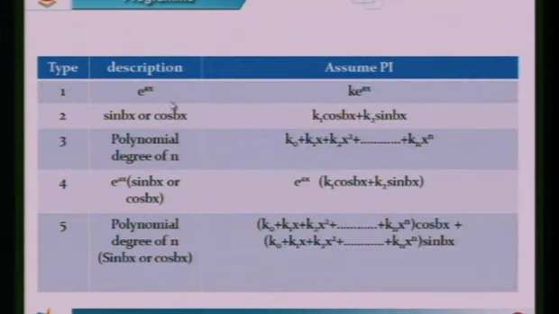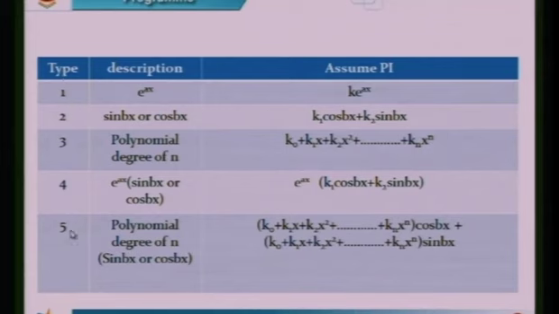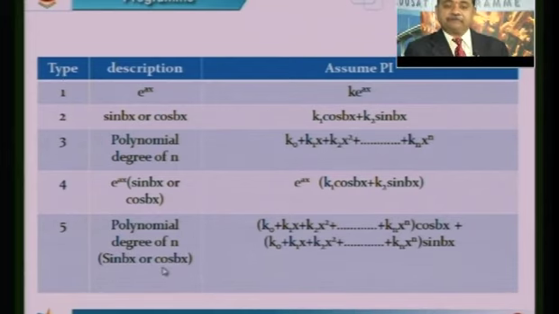See this. Here I have mentioned very clearly what your type is, the type description, and then what assumption of PI you have to make. What is type 1? e power ax. For that you assume your PI as k e power ax. You have to find the value of k, that is, find the unknown constants. Second, sine or cos. If it is sine or cos, the answer will involve both sine and cos. So k1 cos bx plus k2 sin bx.